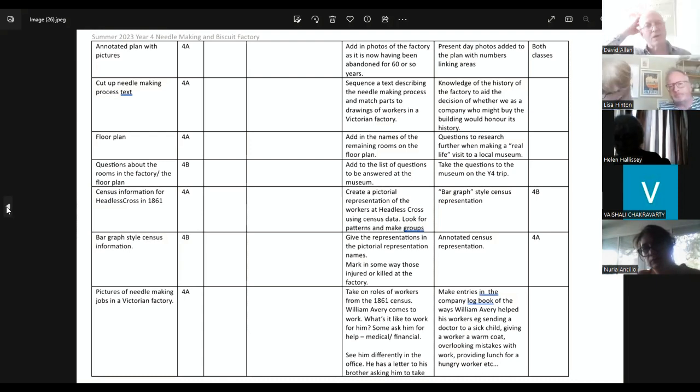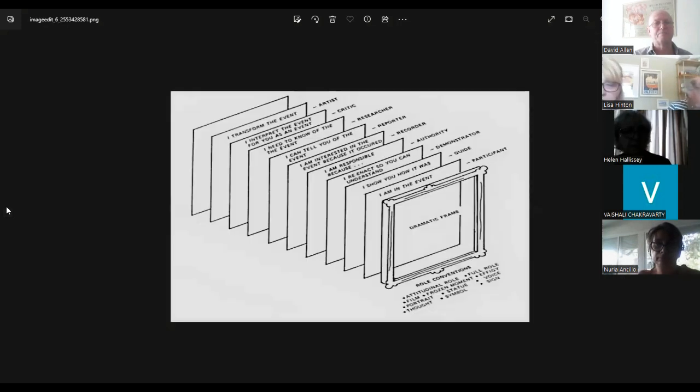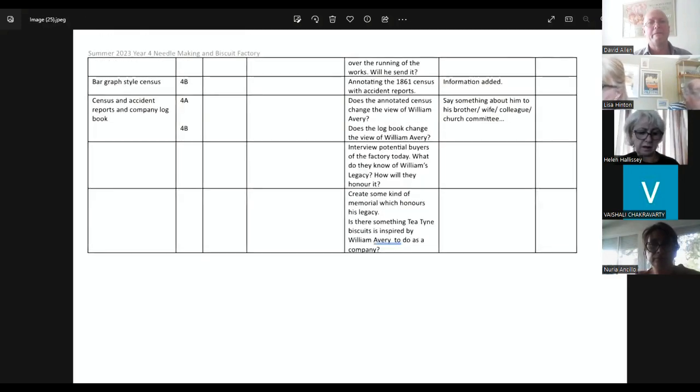Do you want to look at another page of this plan? Yeah, go on. Which one should we look at then? Let's see. So further down, if you've got the last page, the one that starts off with bar graph style census on the left.